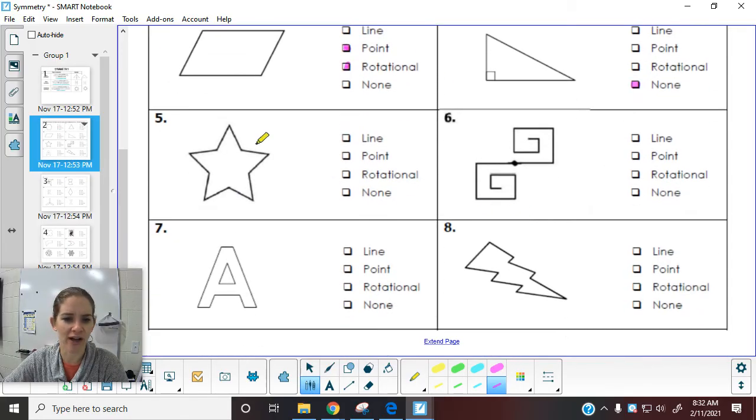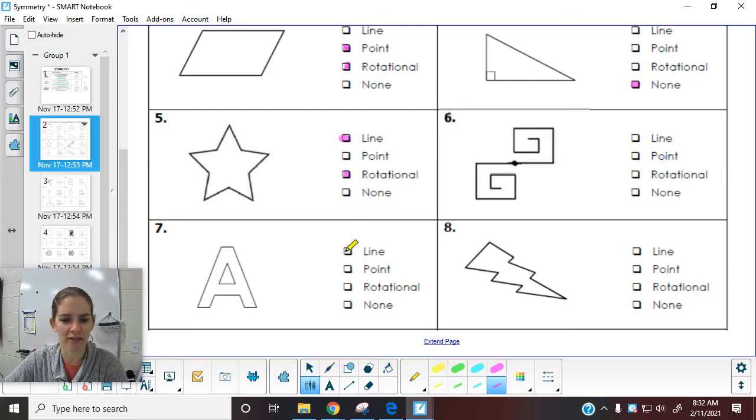If we take a look at number 5, we do have line symmetry. We have some going up and down, and we have one going through the point here. So we have line. Again, point, if we spin it upside down, the top is pointing up right now. If we spin it upside down, it'd be pointing down. So it doesn't have point. However, it does have rotational.